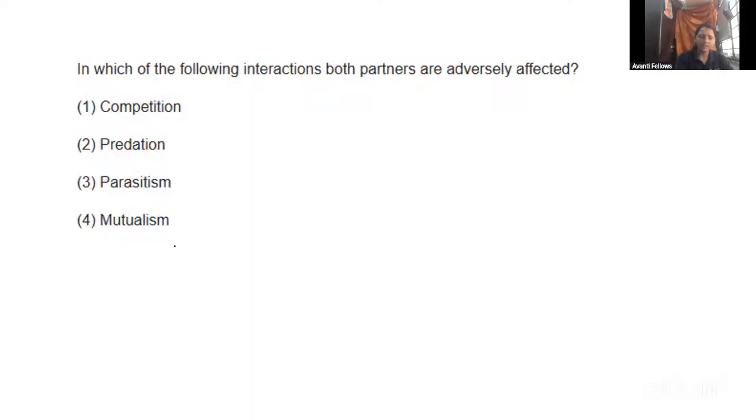Then here is a question, guys. Let us solve one or two questions. In which of the following interactions are both the partners adversely affected? Both partners adversely affected means both should be minus and minus. Very good, Raju. Very good, Atine. Very good, Shashank. Very good, Pooja. Yes, so the correct answer is competition.